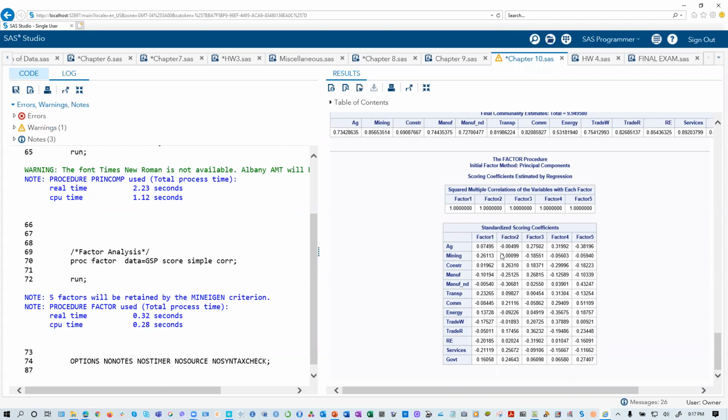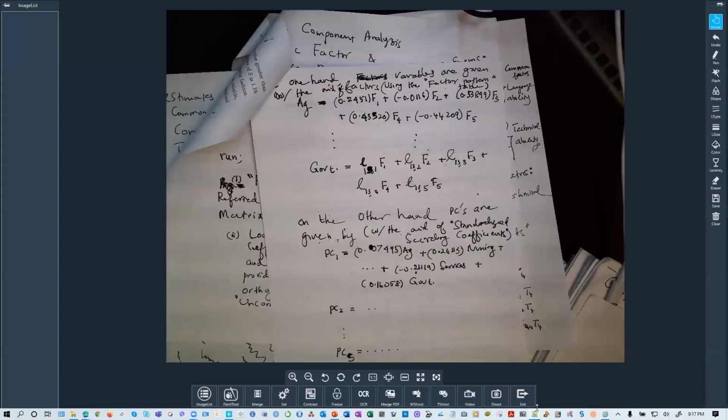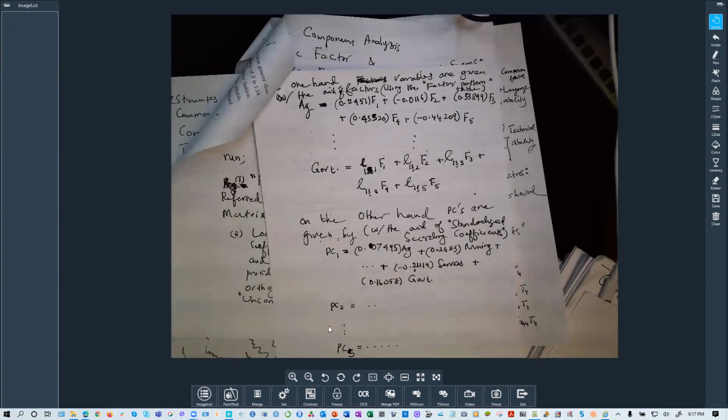standardized scoring coefficient. See, you're gonna say your PC1 is nothing but 0.07 times AG plus 0.2611 mining and so on. That's the one I'm showing over here. PC1 you're gonna write with the aid of the standardized one. See? This is PC1.